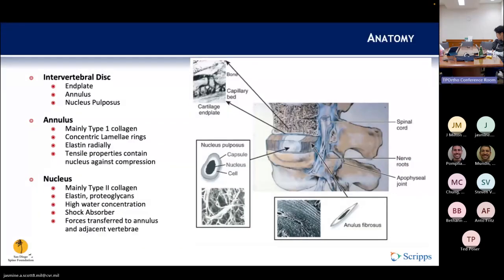All right, so first, just starting with the anatomy, you have the intervertebral disc, which has an end plate, the annulus, the nucleus pulposus. Annulus is mainly that type 1 collagen, concentric lamellar rings. Tensile properties contain the nucleus against compression. And then we have the nucleus, which is mainly type 2 collagen, filled with elastin, proteoglycans, sort of a higher water concentration and more of a shock absorber, and the forces are transferred to the annulus and the adjacent vertebra.